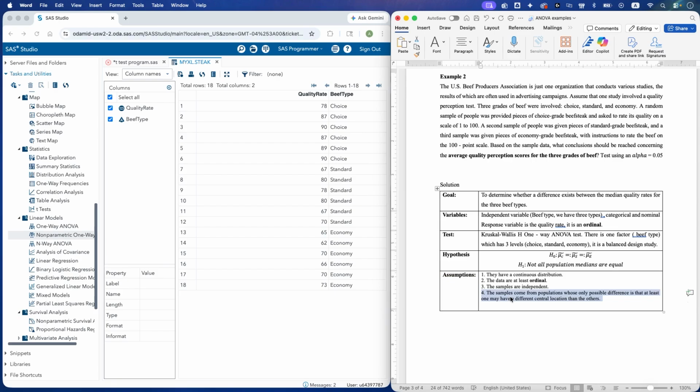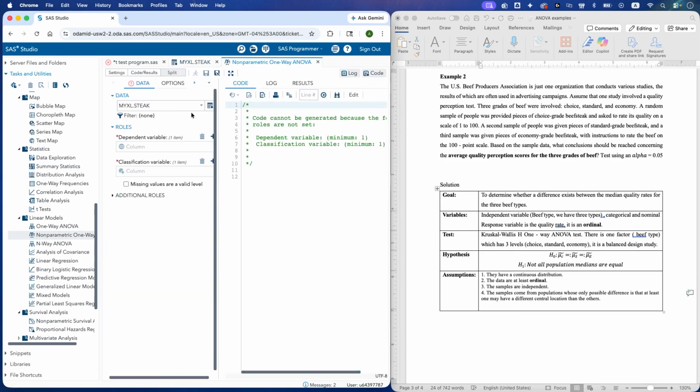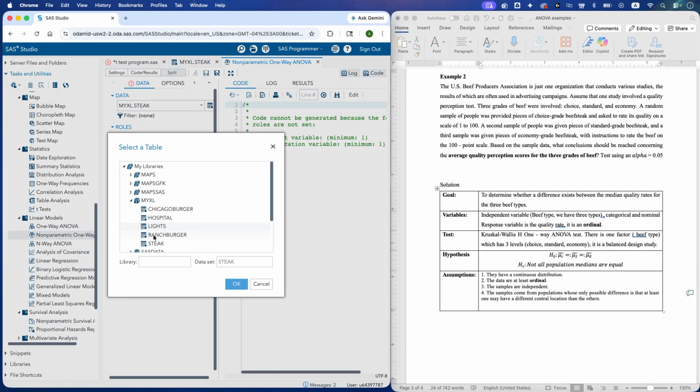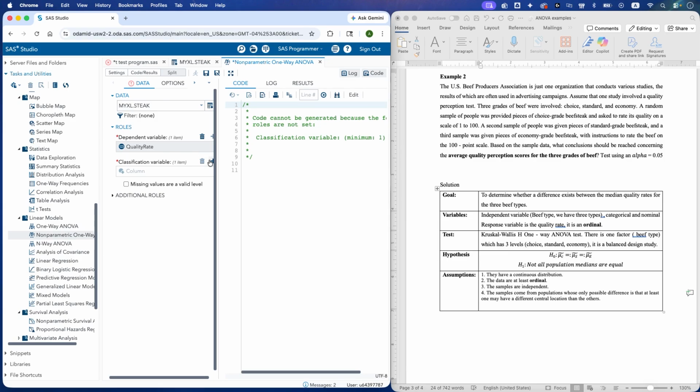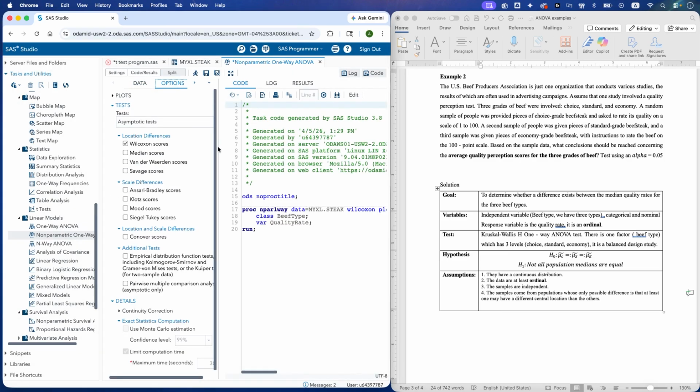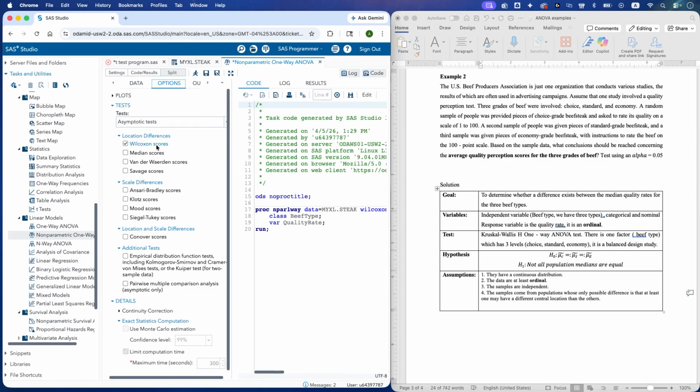So what we are going to do is go to parametric one-way statistics, tasks and utilities. Then we scroll down to linear models, then parametric one-way. Then I'm going to double click and choose steak. My dependent variable is the quality rate. Then we have the beef type. I go to options. We have many non-parametric tests. I'm going to choose the first one, the one that we care about in this class, the Kruskal-Wallis H test.